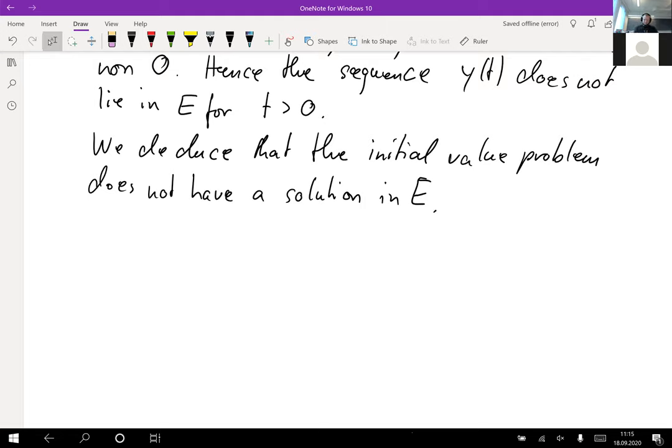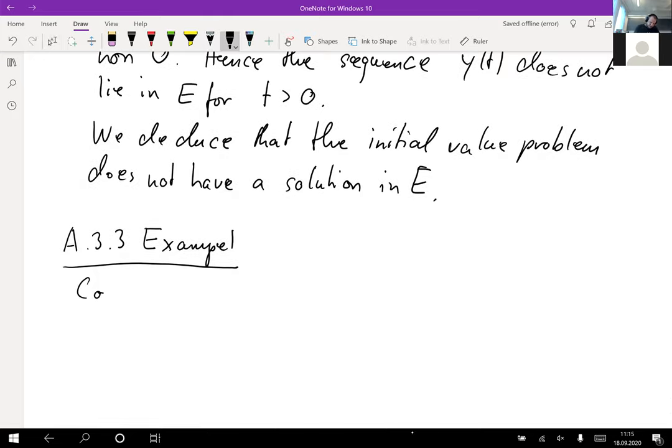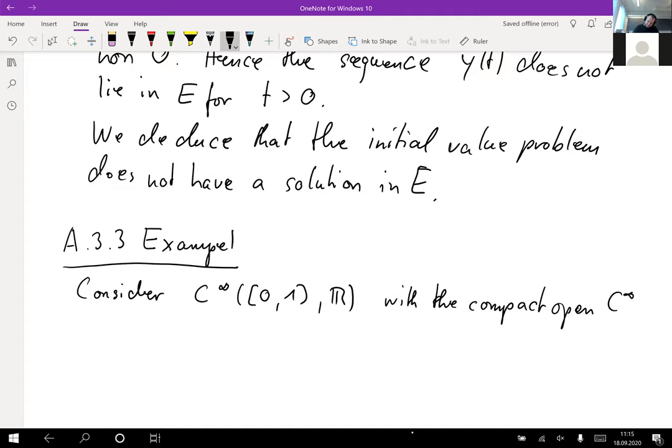Let me give you another example of such an ill-behaved differential equation, which is a bit of foreshadowing of what we will be doing in the second chapter this afternoon. So we consider again the Fréchet space of smooth mappings from the unit interval with values in the reals with the compact open C infinity topology. This was constructed rigorously yesterday in the exercises, if you've done the exercises.